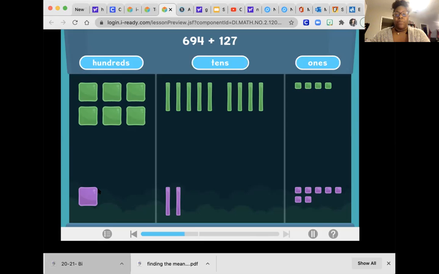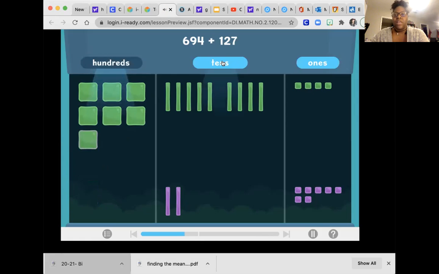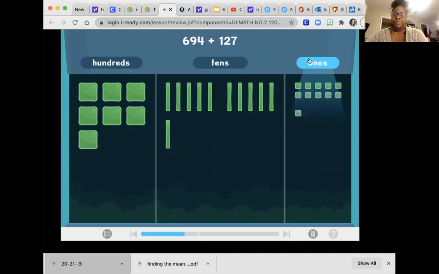The second number, we have 100. So we see the 1 in 100. We have 2 tens. So then we see the 20 right here. And we have 7 ones, and we see the 7 here. Now we're going to add all the hundreds together, the tens together, and the ones together. Now the blocks are all together. Make a 10 or 100 if you can.